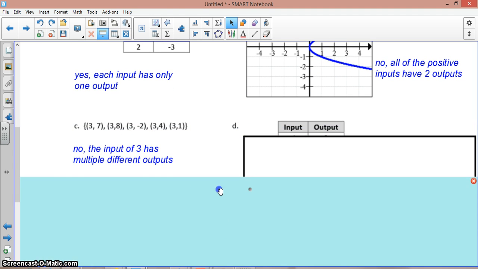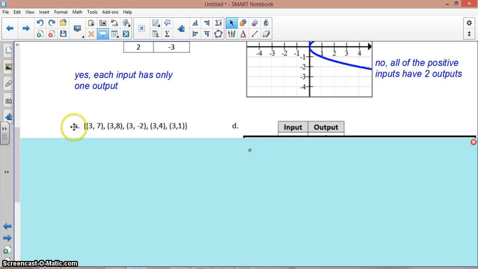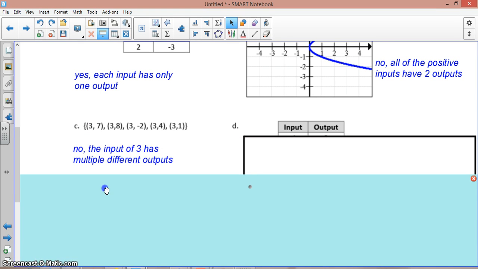Then if we look at letter C, here we have a listing of numbers and ordered pairs. But if you notice, each of those ordered pairs has a 3 as the input. And they all have different outputs. So this is not a function because the input of 3 has multiple different outputs.